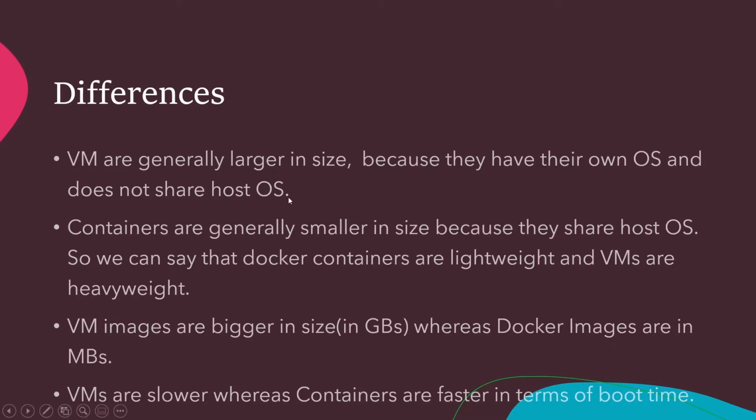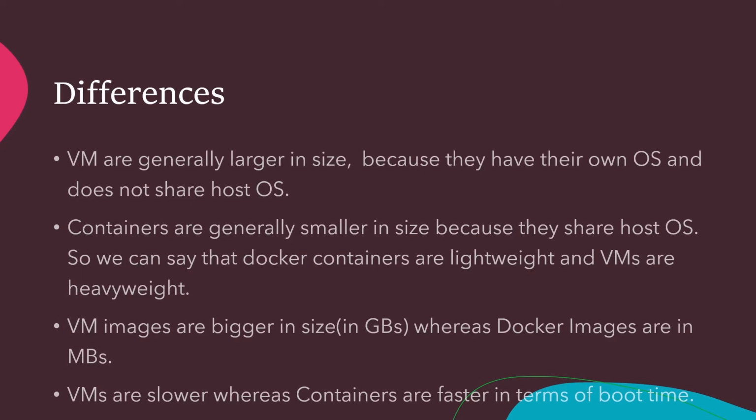Now let us look at some of the differences between the virtual machine and Docker. The virtual machines are larger in size. They are larger because each virtual machine contains the operating system, and the containers are smaller in size because the containers do not have their own operating system. Instead, they share the host operating system, and this is what makes Docker containers very popular because they are very lightweight and they are faster to boot.